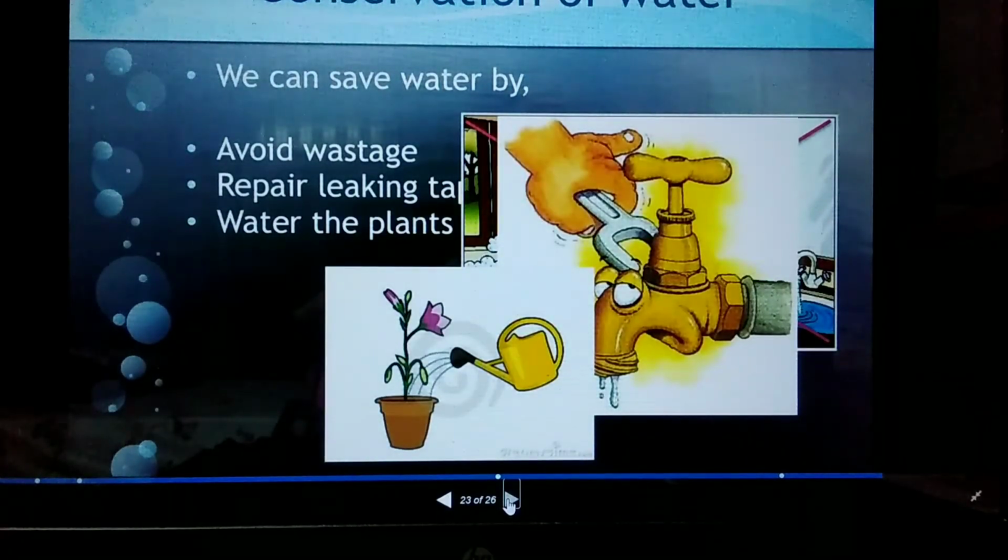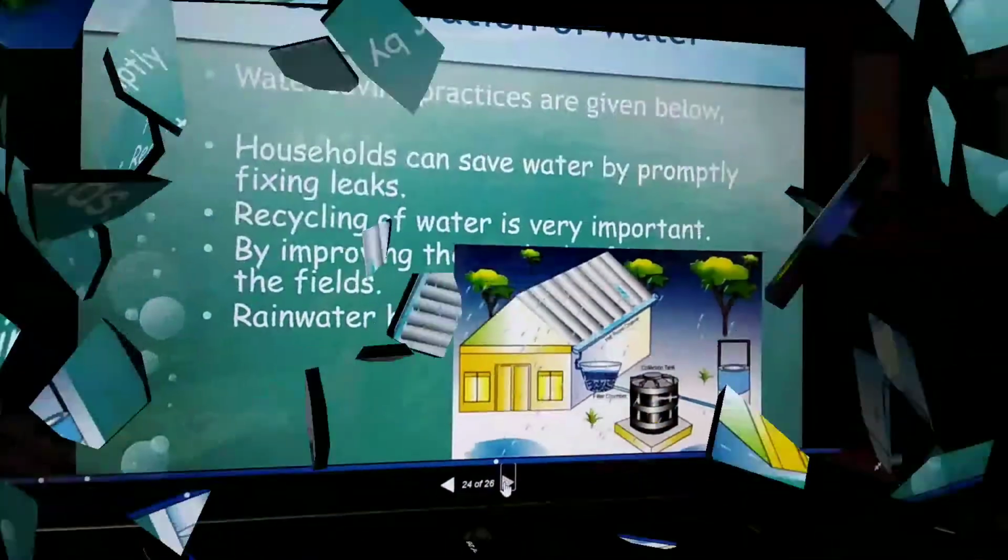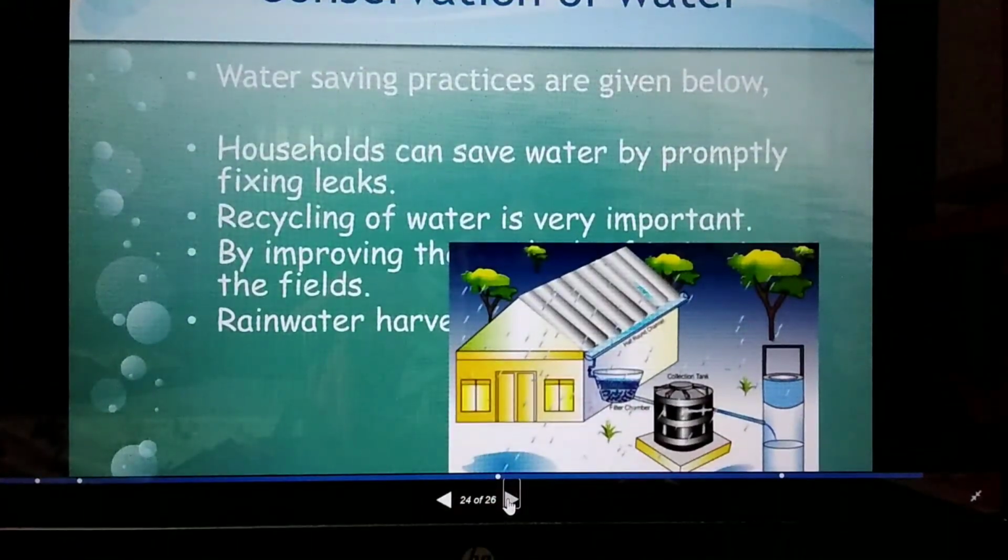In conservation of water, we can conserve or save water by avoiding wastage, repairing leaking taps and watering the plants through drip irrigation. Households can save water by promptly fixing leaks. Recycling of water is very important, as are improving the fields, rainwater harvesting, drip irrigation, etc.